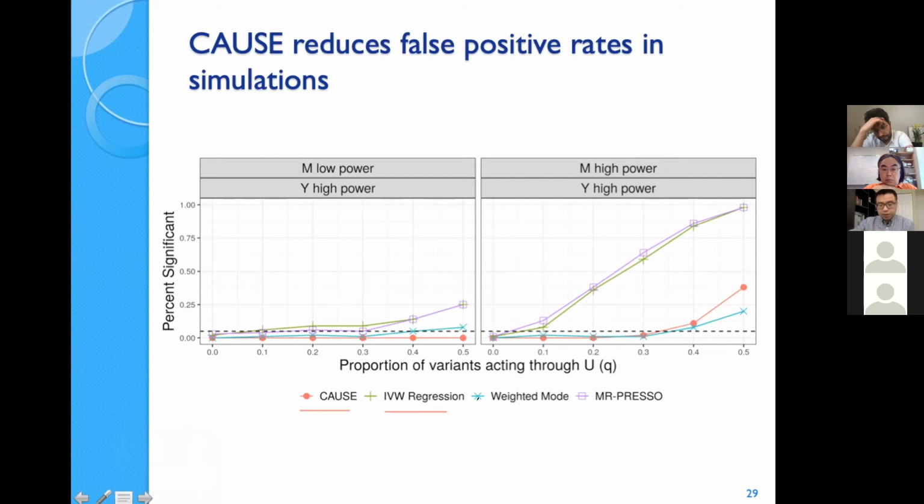So IVW is standard MR. These two other methods are basically trying to control for these pleiotropic effects, but they don't explicitly model the hierarchical confounder. So we can see in most cases CAUSE has a very low false positive rate, whereas other methods have a high false positive rate.